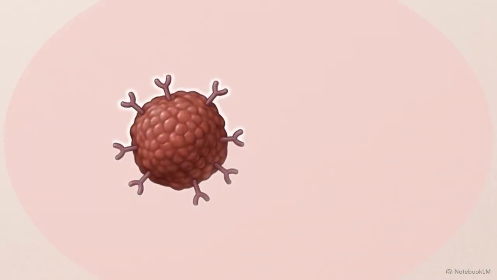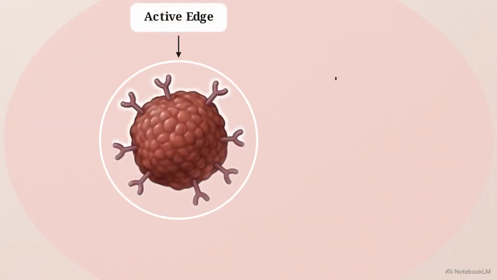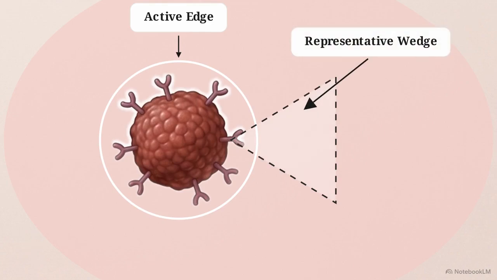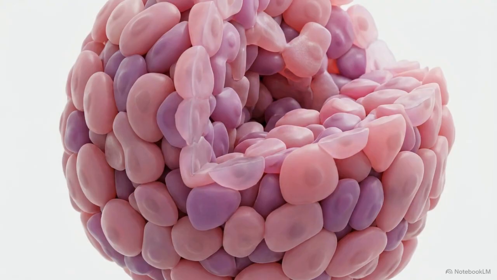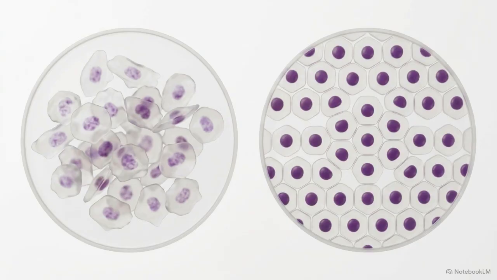The sample must be taken from the active edge or as a representative wedge of the tumor. Surgeons actively avoid the necrotic center, which is often composed of dead tissue and yields a non-diagnostic result. If the biopsy field is heavily infected or inflamed, the resulting tissue architecture will be obscured. The clinical protocol requires treating and resolving the local infection first, then repeating the biopsy to secure a clean sample.